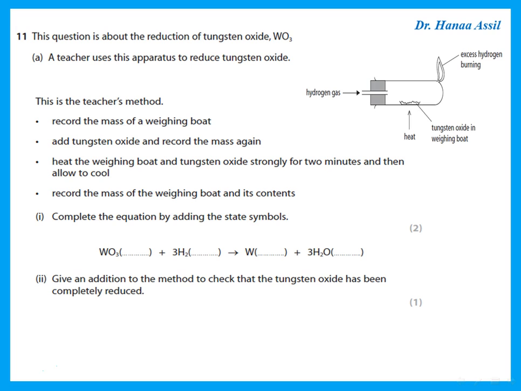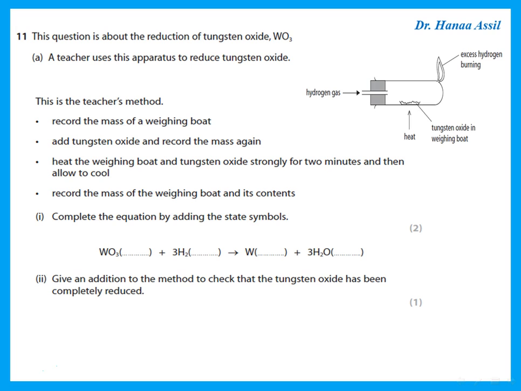This is the teacher's method. Record the mass of a weighing boat. A weighing boat is just a small apparatus that we use for weighing. Add tungsten oxide, record the mass again, heat the weighing boat and tungsten oxide strongly for 2 minutes and then allow to cool. Record the mass of the weighing boat and its contents.